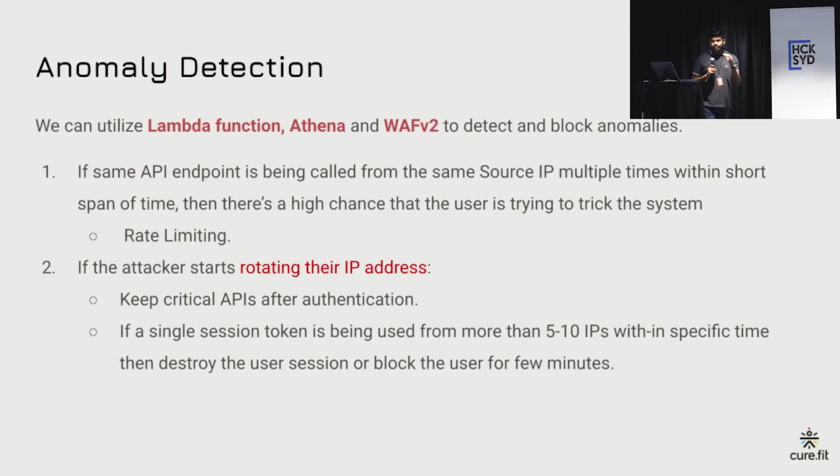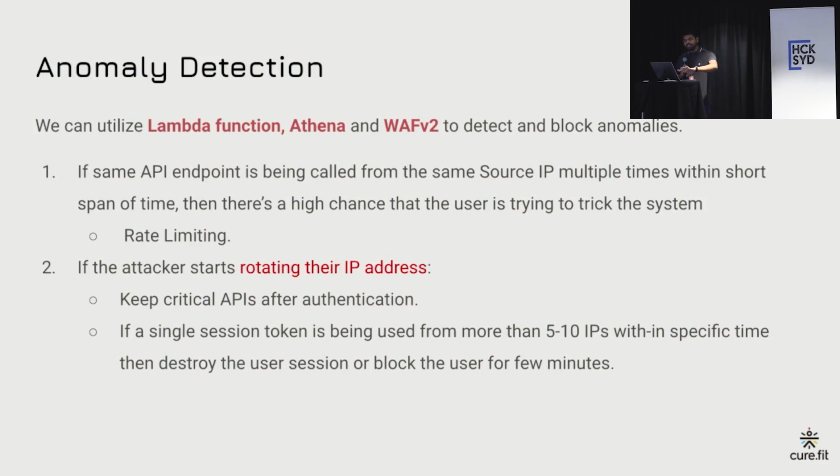So the first thing is rate limiting that everyone must have put on for their application. If you are getting a lot of hits on a single API from a single source IP, then there should be a rate limit of 100 or maybe 200 requests, so that they should not be able to perform any activity after bombarding with 100 requests or something. Then there comes the second part where the attacker starts rotating their IP address. Then the problem again begins.